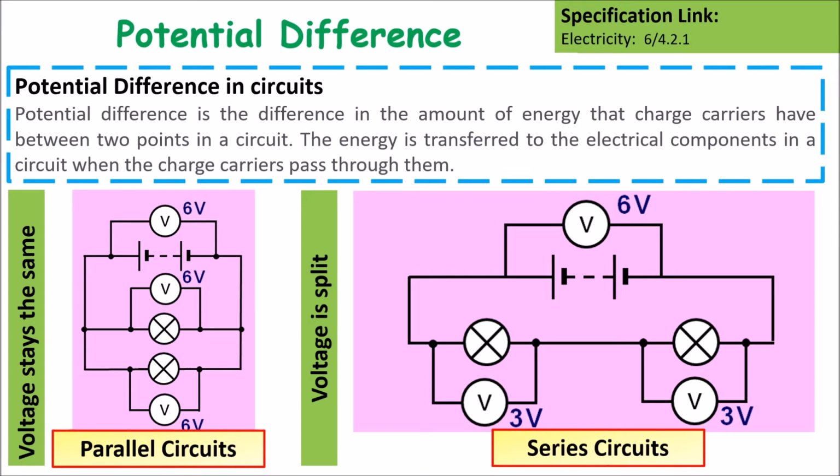So the potential difference in series and parallel circuits is different. In a parallel circuit, the voltage always stays the same. However, in a series circuit, the voltage is split over the different components.